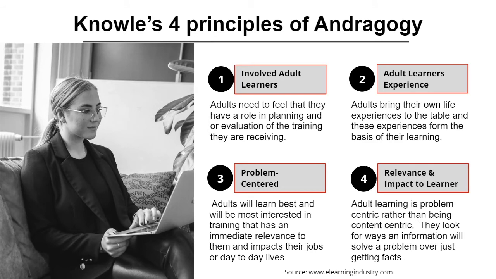Principle number 4 states that adult learning is problem-centric rather than being content-centric. Adults look for ways information will solve a problem over just getting facts. Keeping these 4 simple principles in mind is key to developing good training for adults.